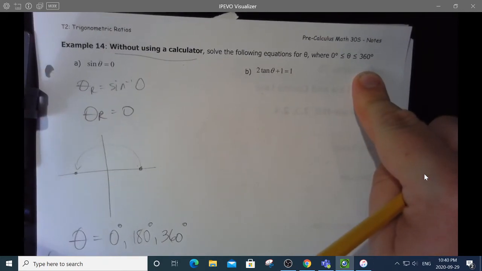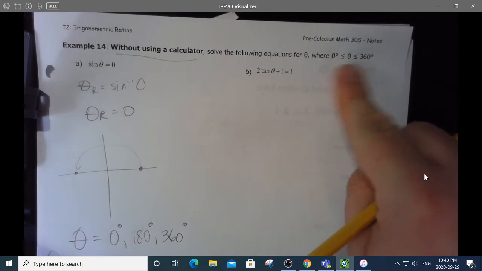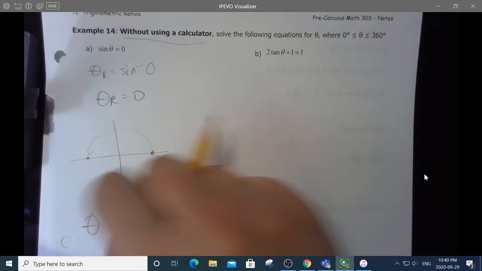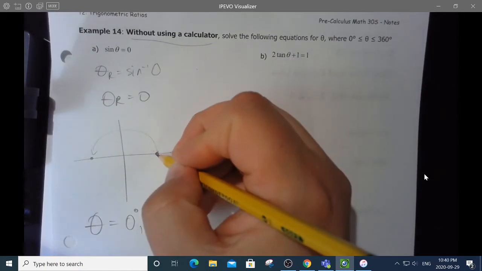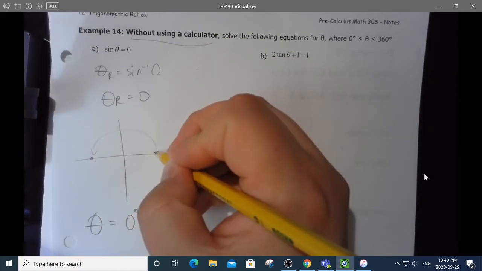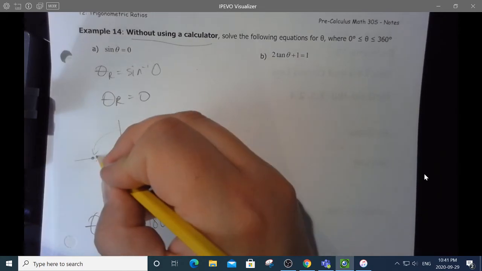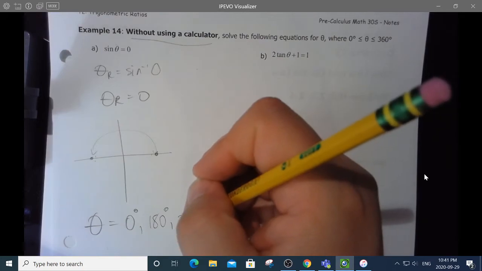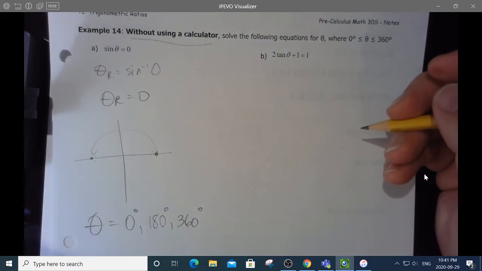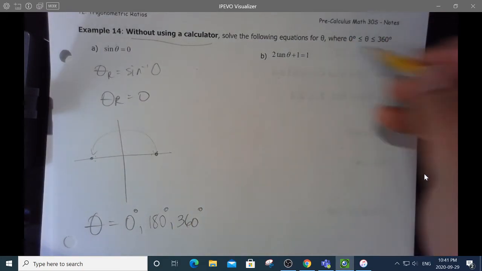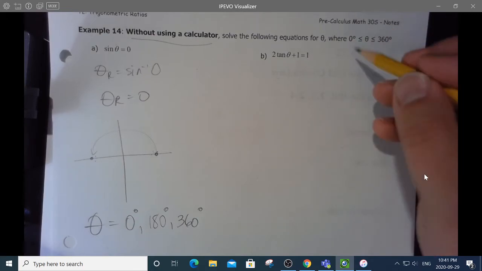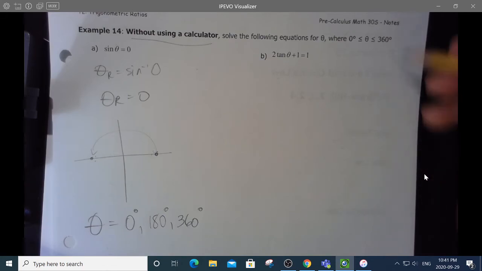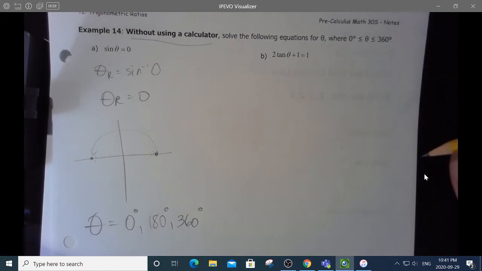Anyway, why do they even bother saying this? Well, think about it. Without some sort of domain restriction for how big theta is, I could spin around here forever and keep getting zeros, right? 0 degrees, 180, 360, 540, 720. I could spin around 10 times and say that theta could be 3,600 degrees. So there has to be some sort of a range involved. If they don't actually say it, you just assume within 1 unit circle. But usually they actually do say what range they want you to use.